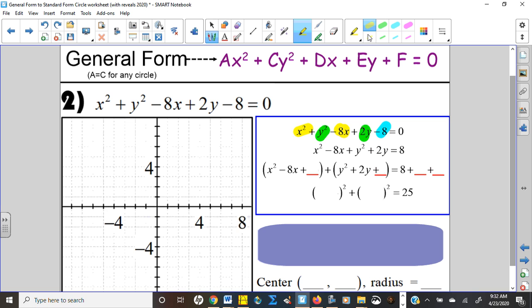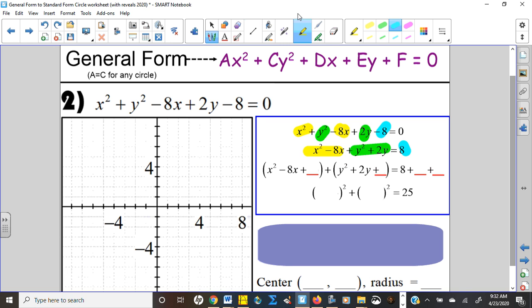So what are we going to do? Step 1, we're going to organize. We're going to get our x's together, ready to complete the square. We're going to get our y's together, ready to complete the square. And we're going to clear that constant out, right? Negative 8 added will make it go to a 0. It ends up as a positive 8 on the right side of the equation.